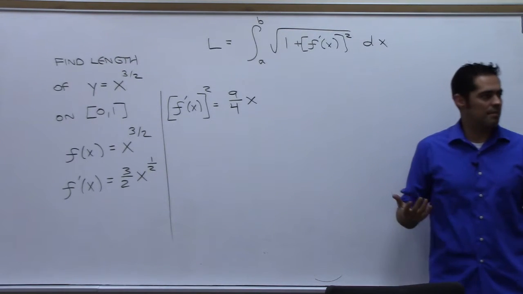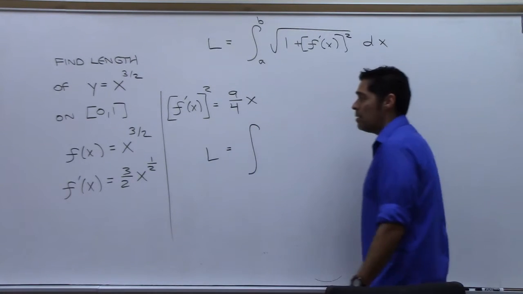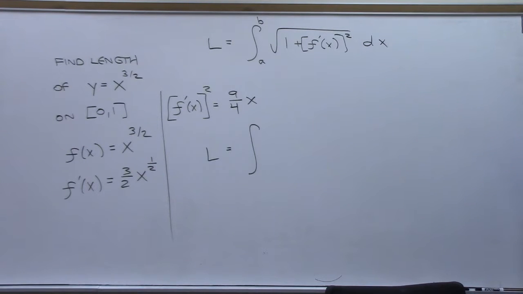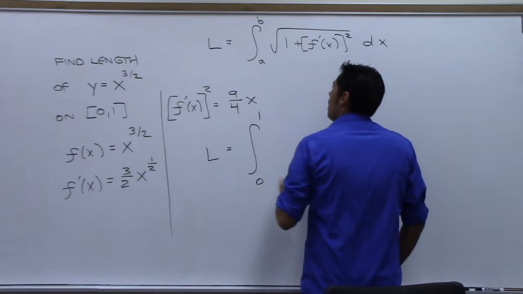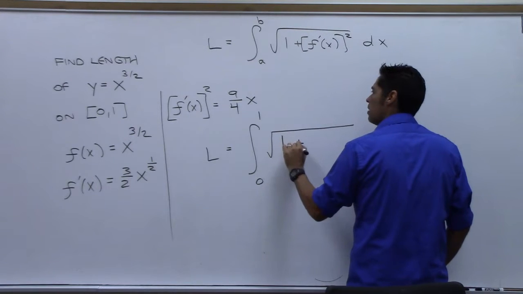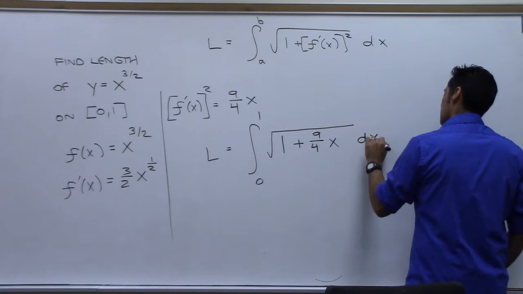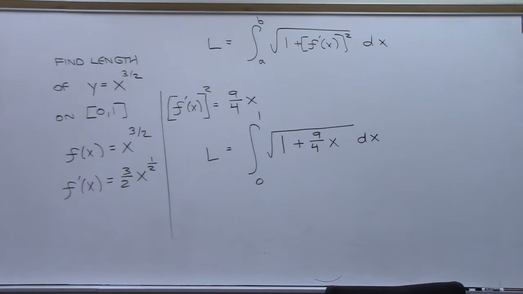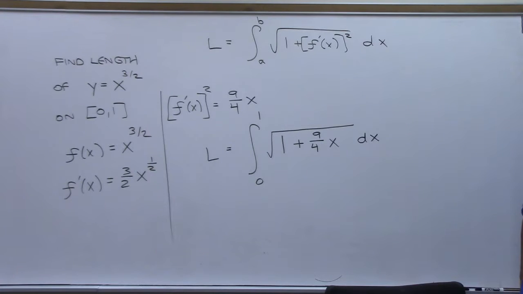So I think I'm ready to set up the arc length. The length of this should be the integral from, now do we have a restriction on our x values? 0 to 1. It's given, right? We're going from 0 to 1. And we're going to do square root of 1 plus 9/4 x dx. And that's about as simple as any arc length problem will ever be, because that's a pretty basic integral.